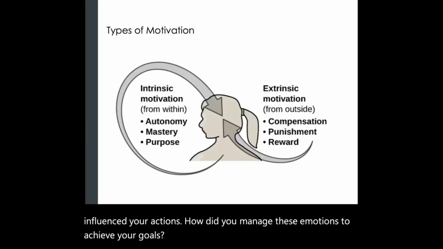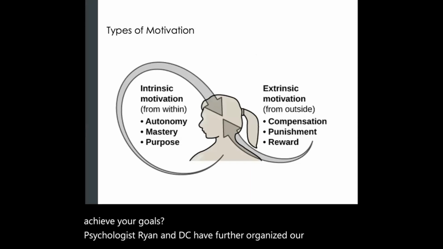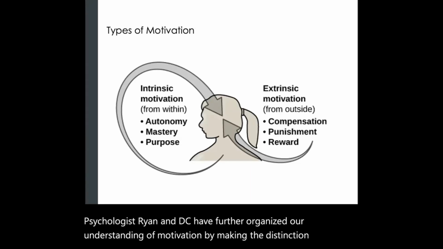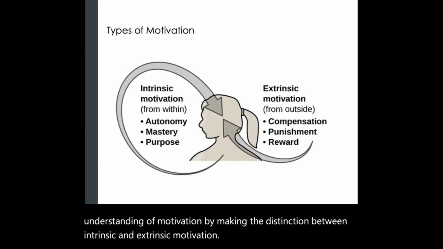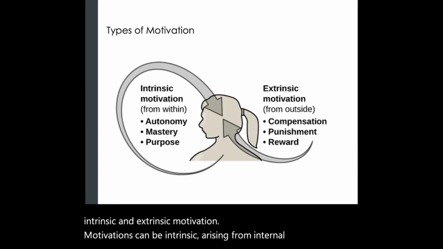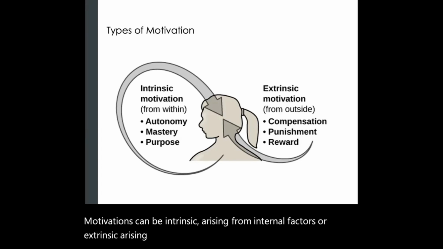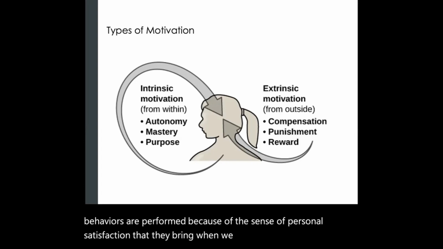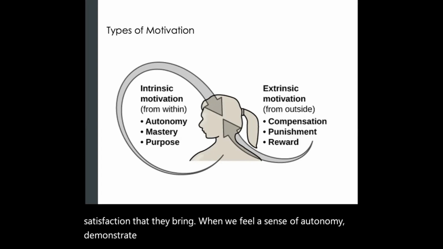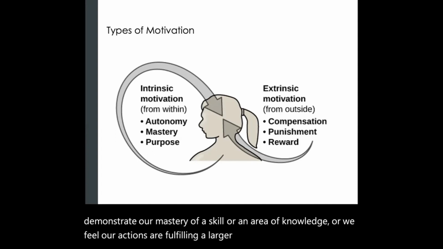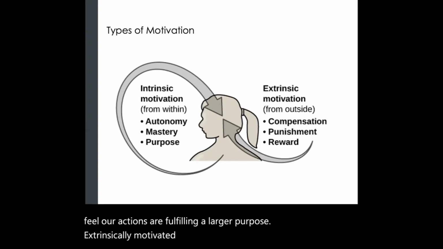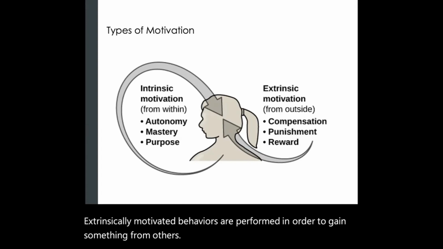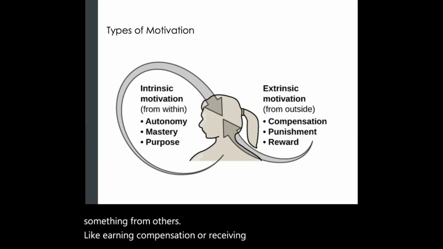Psychologists Ryan and Deci have further organized our understanding of motivation by making the distinction between intrinsic and extrinsic motivation. Motivations can be intrinsic, arising from internal factors, or extrinsic, arising from external factors. Intrinsically motivated behaviors are performed because of the sense of personal satisfaction that they bring when we feel a sense of autonomy, demonstrate our mastery of a skill or an area of knowledge, or we feel our actions are fulfilling a larger purpose. Extrinsically motivated behaviors are performed in order to gain something from others, like earning compensation or receiving praise, or a desire to avoid punishment.